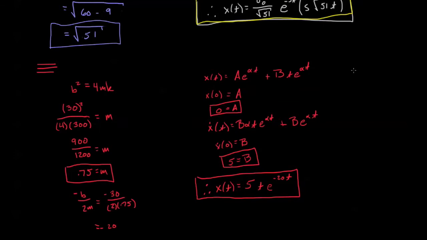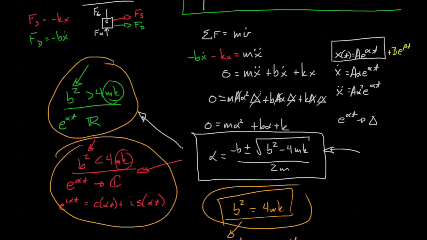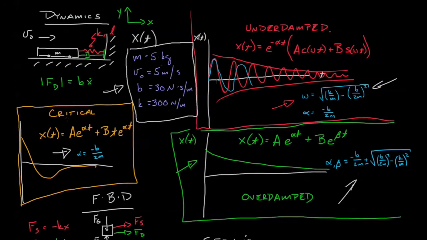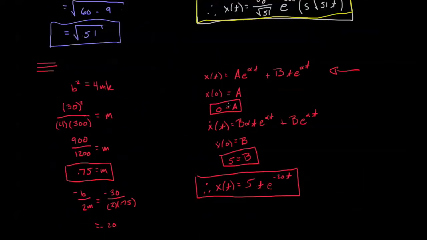Welcome back. We started off with an equation of this form, and we knew that because it was critically damped, we'll go to the orange section right here. We know it's going to be of this form. So we went ahead and used our initial conditions to find A and B, and our final solution is right here: x of t equals 5t e to the negative 20t.